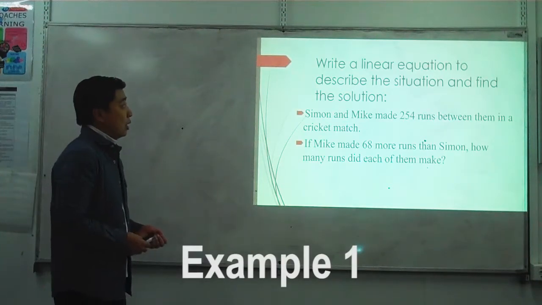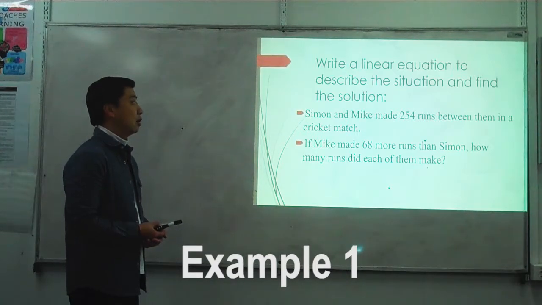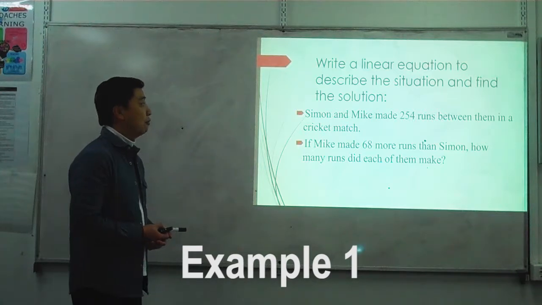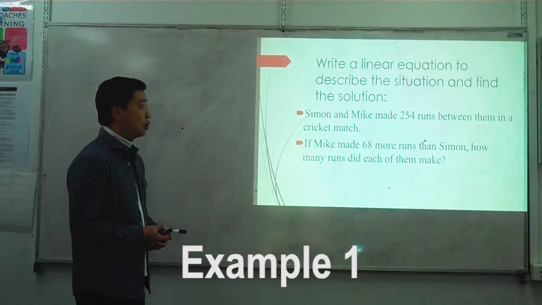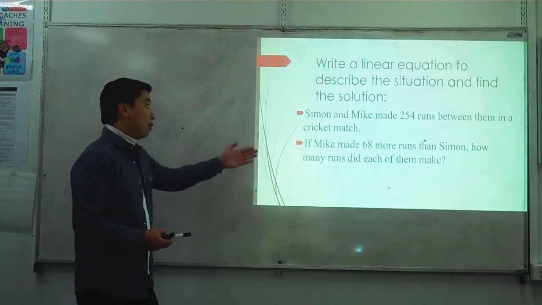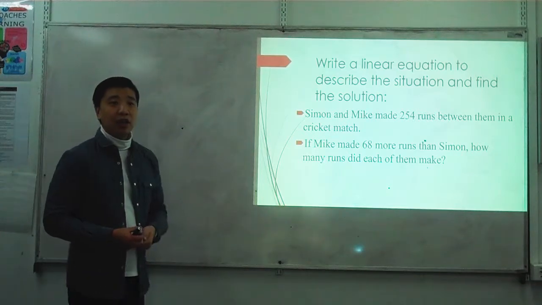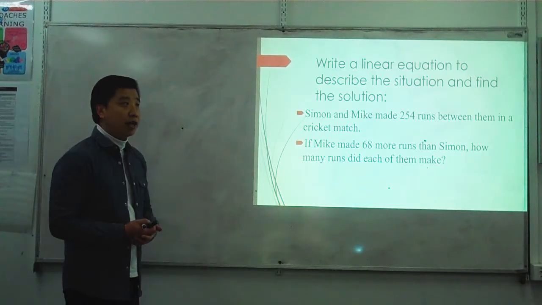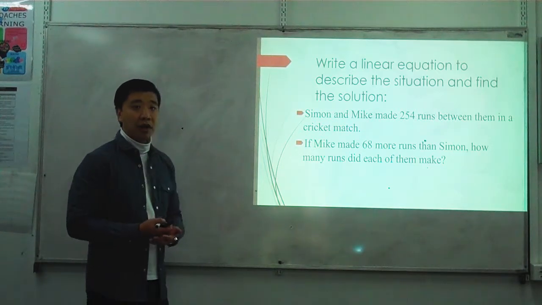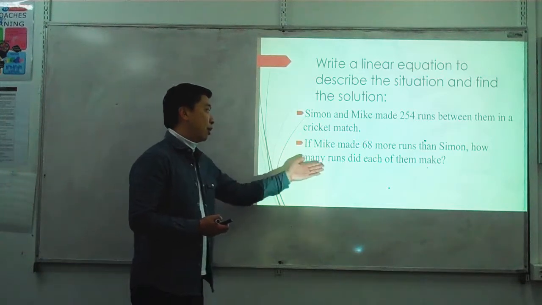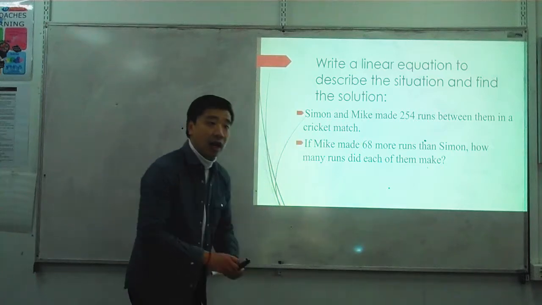Now Simon and Mike made 254 runs between them in a cricket match. If Mike made 68 more runs than Simon, how many runs did each of them make? For this kind of description, the first thing is we need to set up the equation. When we set up the equation, the most important thing is the variable. So we have to decide which one is the variable, and that comes from the last sentence. So for your procedure, we always read the last sentence.